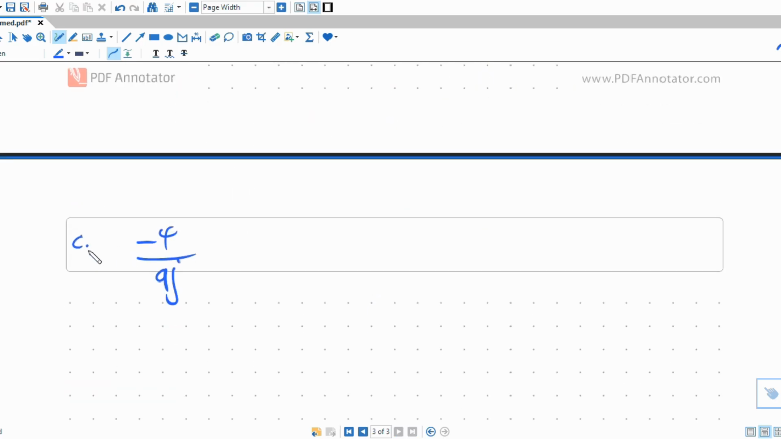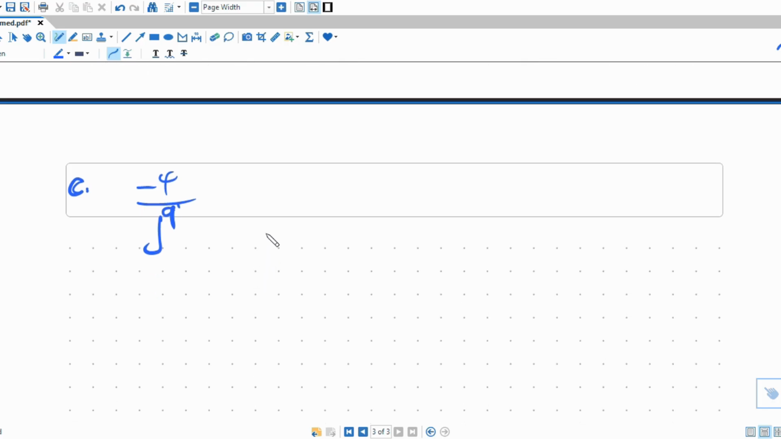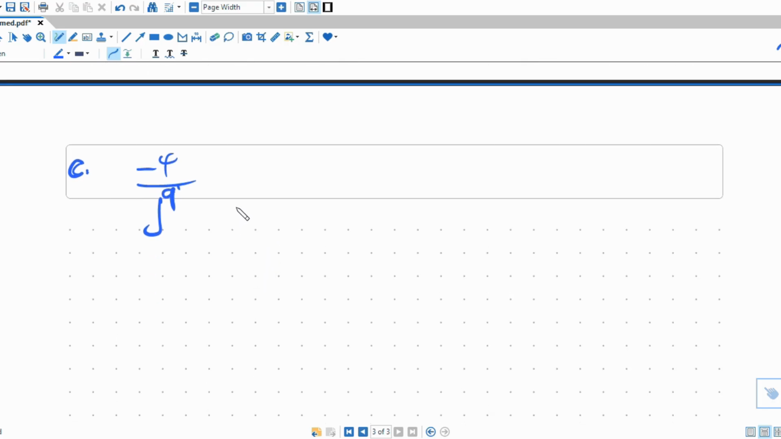Let's look at one more example. If you're told to evaluate the value of minus 4 divided by j raised to 9, right? Let's first of all evaluate j raised to 9. And j raised to 9 is the same as j raised to 8 times j raised to 1.